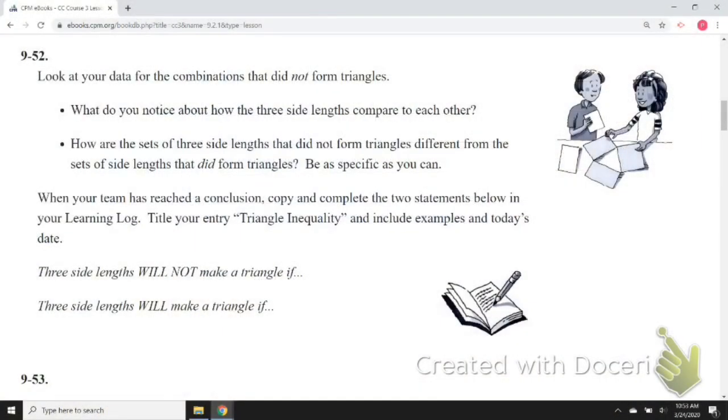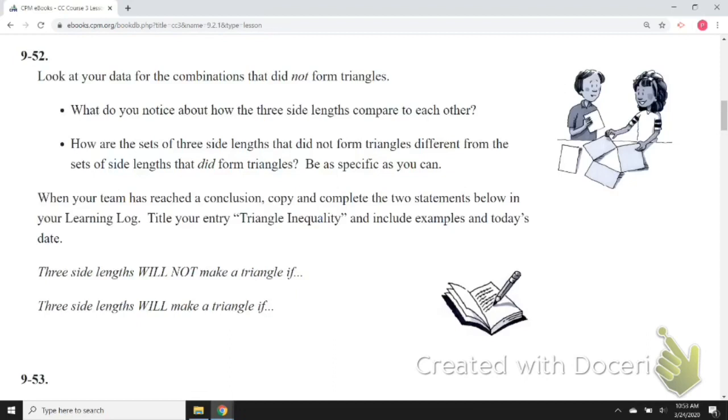So going back to 9-52, after watching those, me working with those squares and trying to create triangles, this question is asking basically, what do you notice? What do you notice about how the 3 sides compare to each other? How are these sets of 3 side lengths that did not form the triangles different from the sets of side lengths that did form the triangles? Okay, be as specific as you can when answering this.